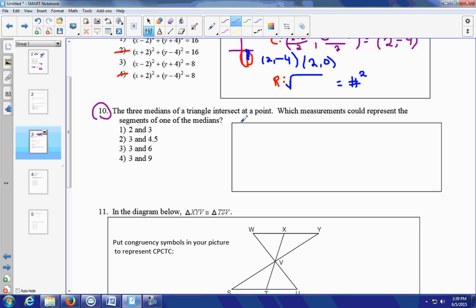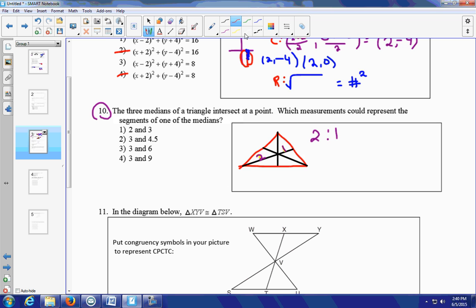It says the 3 medians of a triangle intersect at one point. So if I have a triangle, I know a median connects the vertex to the midpoint of the opposite side. Vertex to the midpoint, vertex to the midpoint. And when it does that, it actually creates a 2-to-1 ratio. That's kind of hard to see. Let's do it in purple. A 2-to-1.